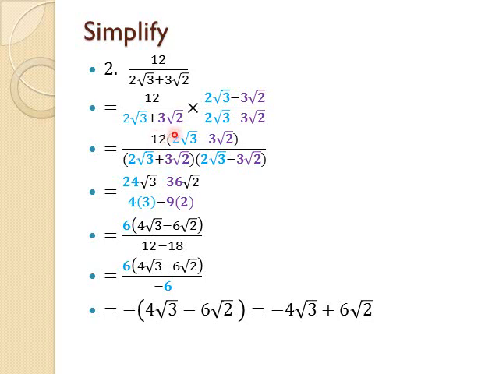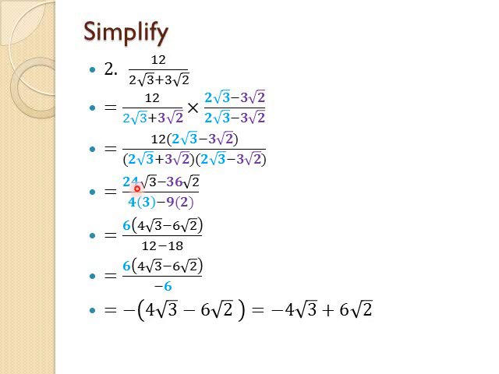So 12 times 2 would give me 24 square root 3. Positive times negative stays negative. 12 times 3 gives me 36 square root 2. There, 2 times 2 would give me 4. And square root 3 times square root 3 simply becomes 3. Positive times the negative would give me negative. 3 times 3 would give me 9. And square root 2 times square root 2 becomes 2.